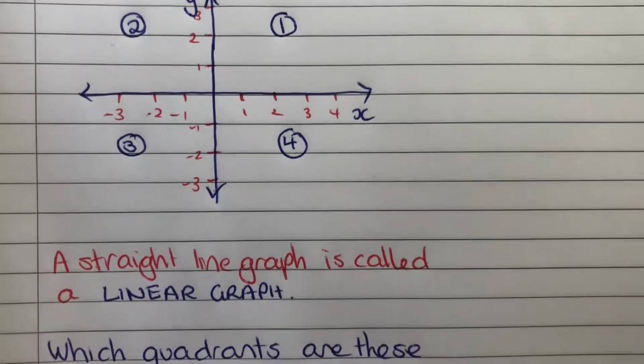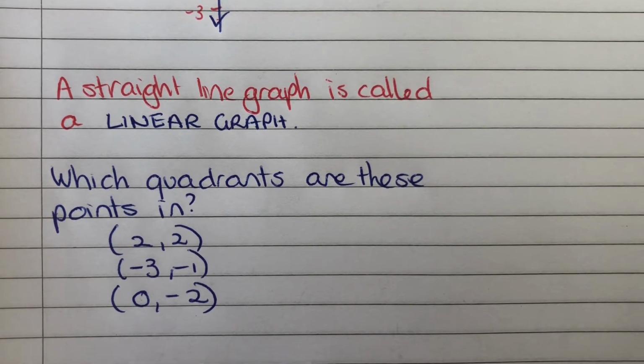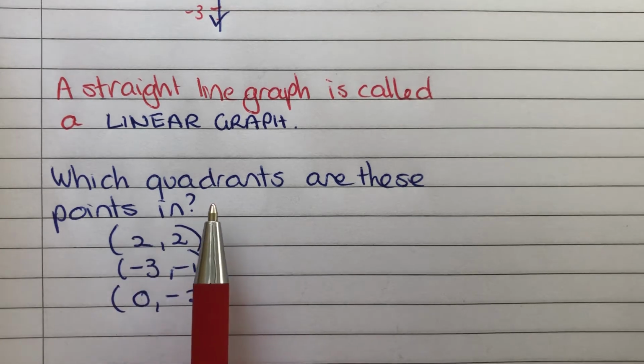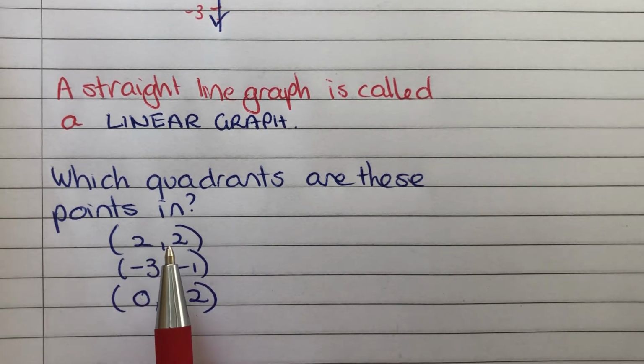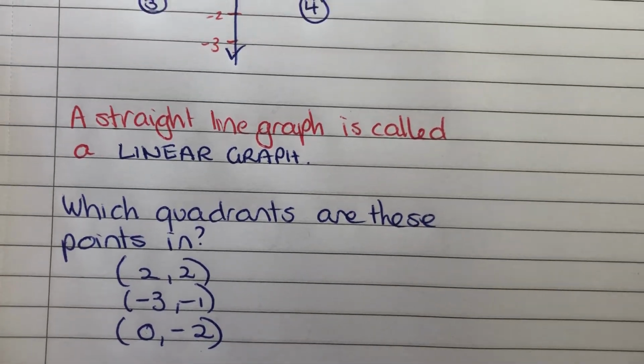Okay, so a straight line graph is called a linear graph. So anything that's a straight line is called linear. Now, the first question you might be asked is, what quadrants are these points in? So we want 2, 2. So we go back to our graph.